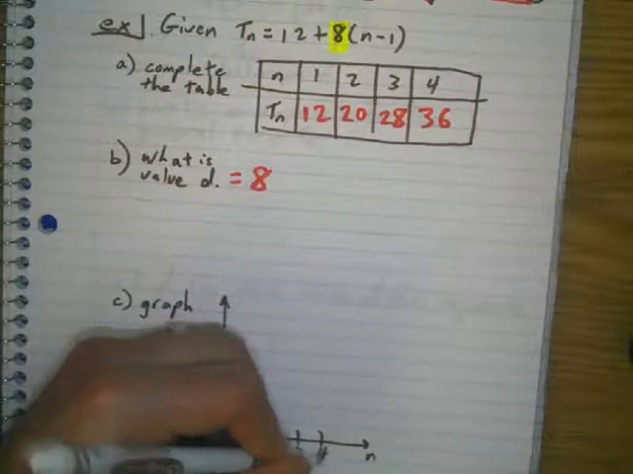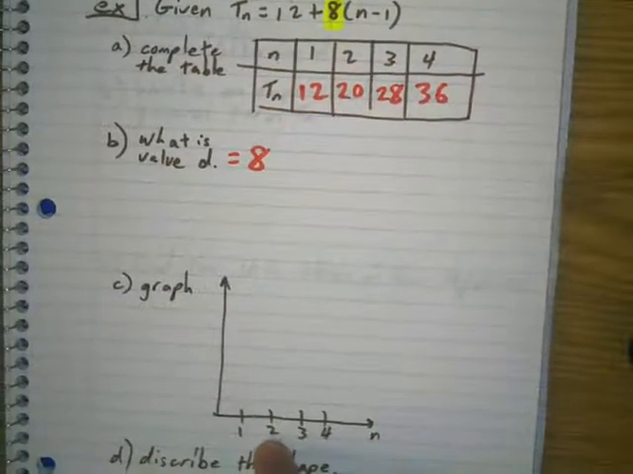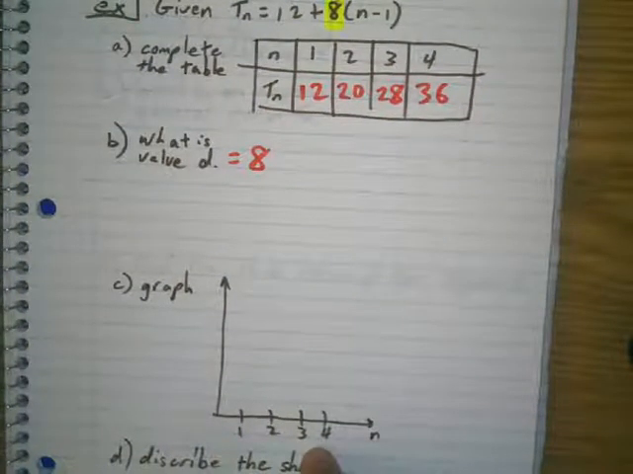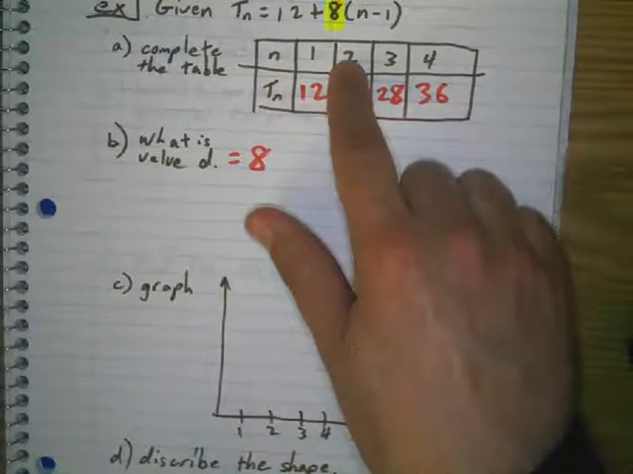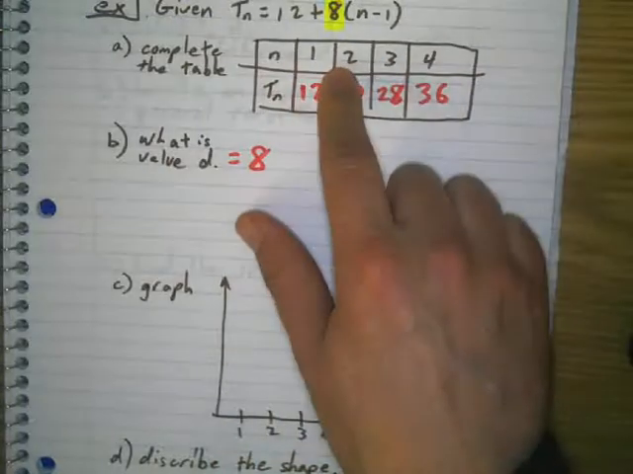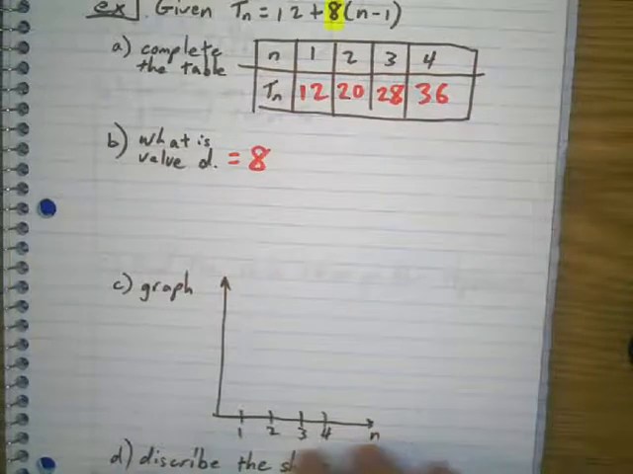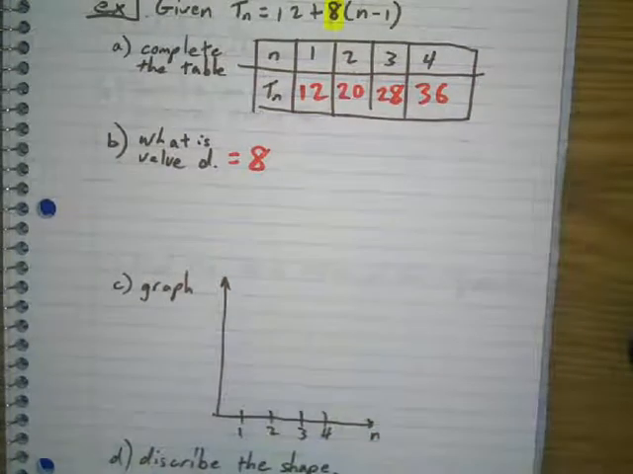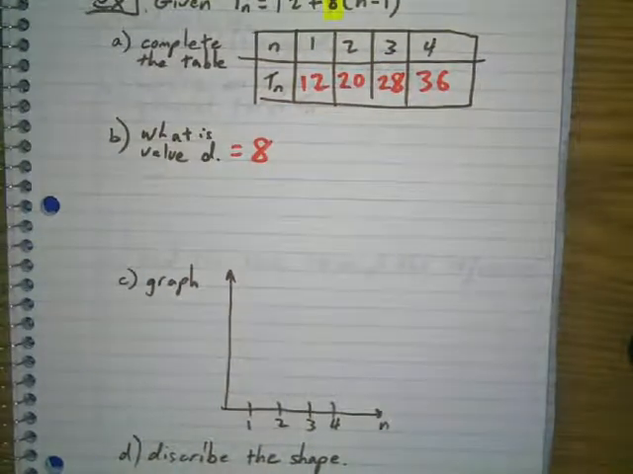Now n represents the number of the term. You're never going to have a decimal for n. You're going to go up 1 term, 2 terms, 3 terms, 4 terms. You're not going to go up 1.5 terms. Just think of it that way. When you're counting the number of people in the room, are you going to have a decimal? No. Same thing with the number of terms. It's going to be an integer.